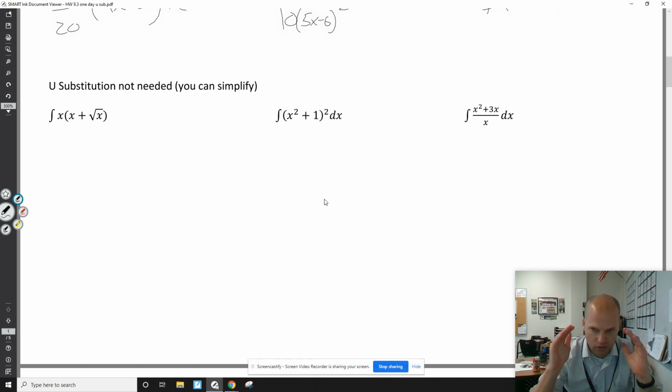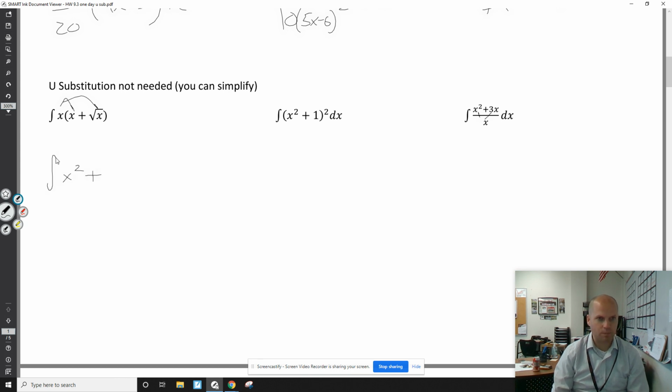Okay? Now, we learned this process, this undoing of the chain rule. Don't assume that just because you see some sort of parentheses or some sort of chain that you need to use U-substitution. You will have a test question that will try to trick you on this. You actually distribute, you simplify, you square. I'd rewrite this as x squared plus x to the 3 halves.